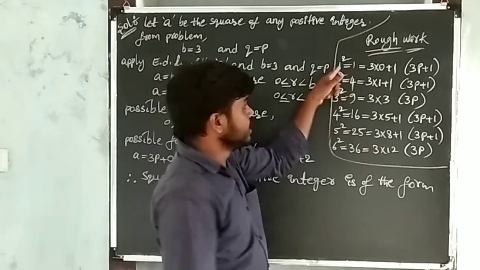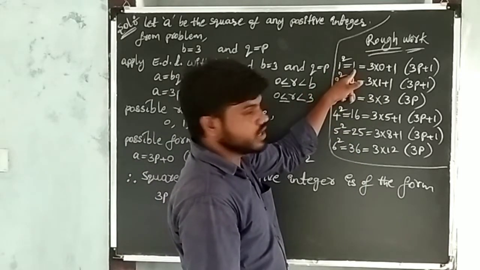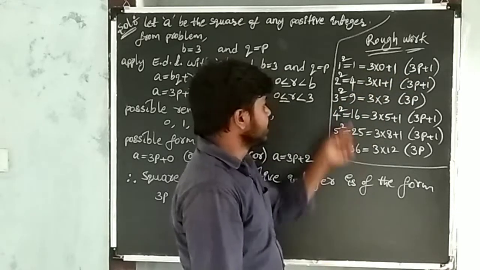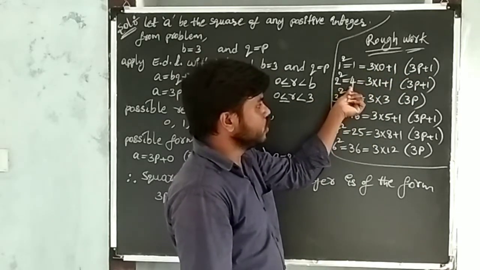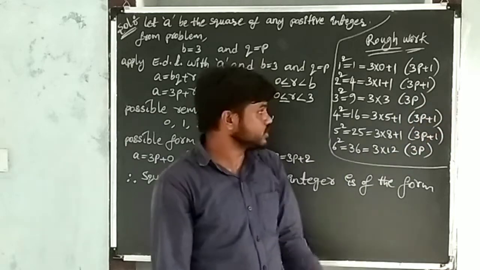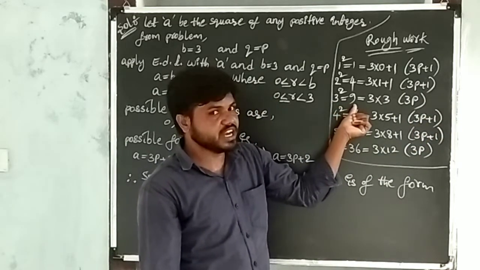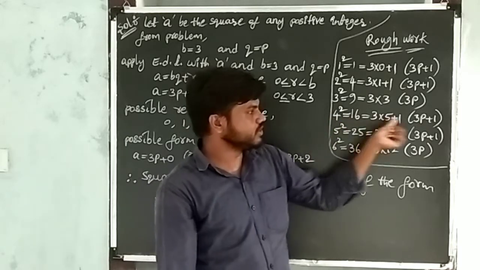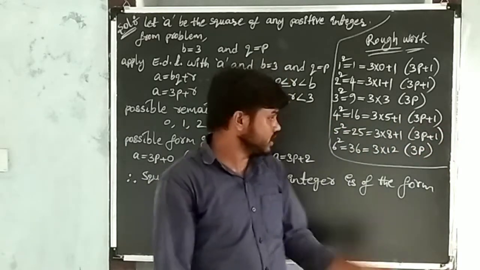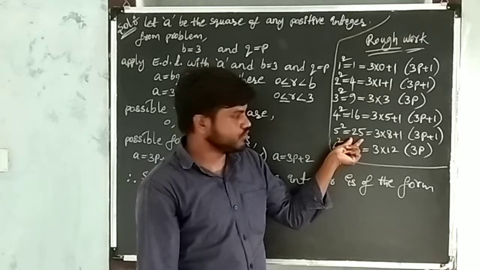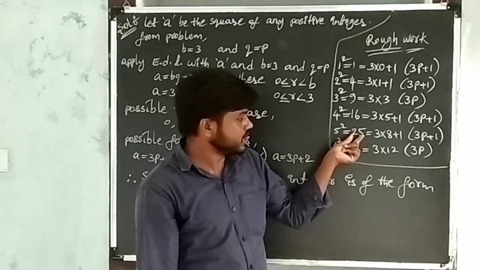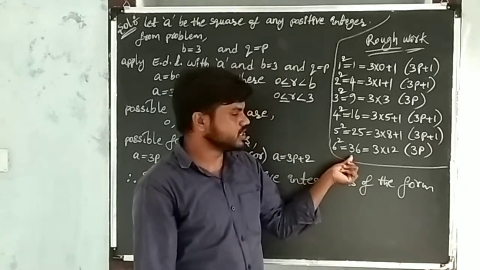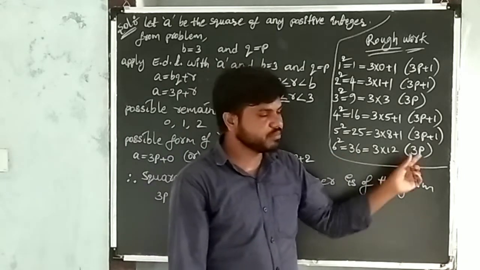I did this in the rough work. 1 square equals 1. 1 we can write in the form 3p plus 1. 2 square is 4. 4 we can write in the form 3p plus 1. 3 square is 9. 9 we can write in the form 3p. 4 square is 16. 16 we can write in the form 3p plus 1. 5 square is 25. We can write 25 in the form 3p plus 1. 6 square is 36. 36 we can write in the form 3p.